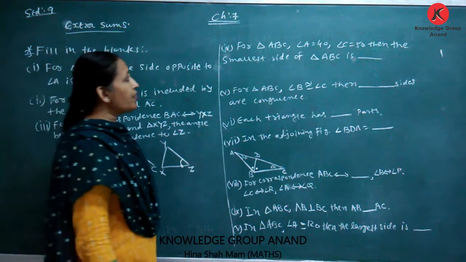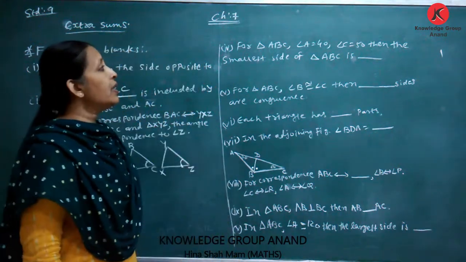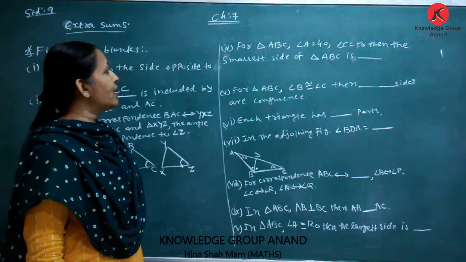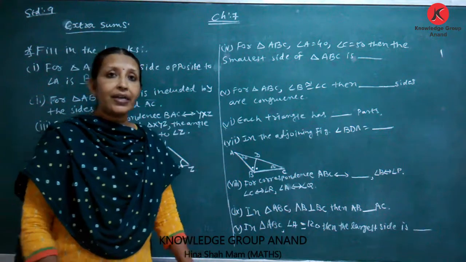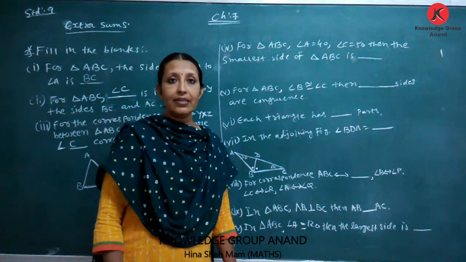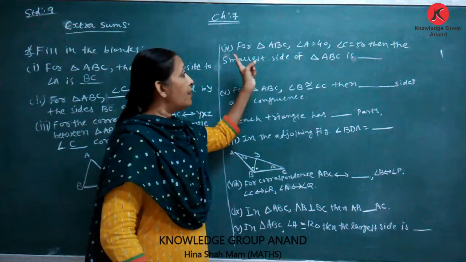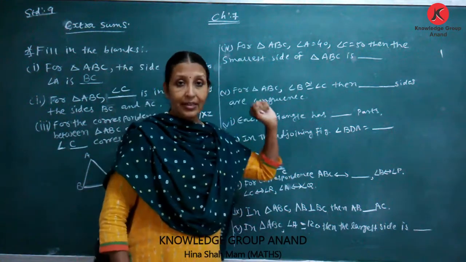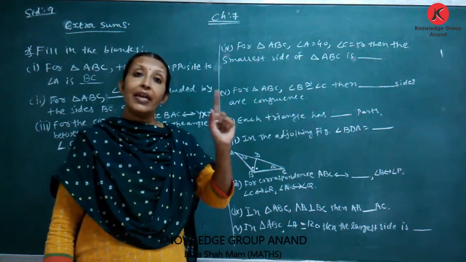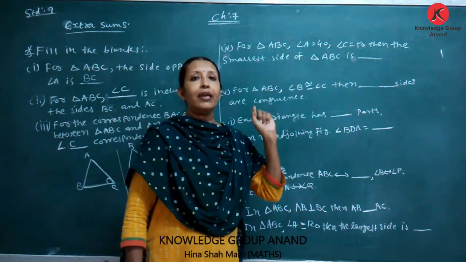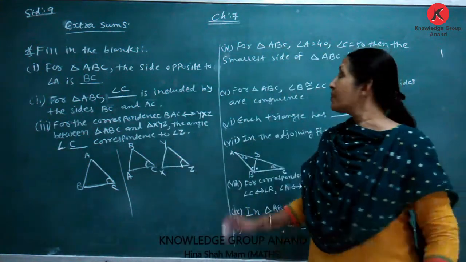Number 4. For triangle ABC, angle A is equal to 40, C is equal to 50. Then the smallest side of triangle ABC. Now, first we find the measure of all angles. Then we say, okay, here we have to find the smallest side. Then we find the smallest angle. Which is the smallest angle? Then the opposite side of the smallest angle is the smallest.